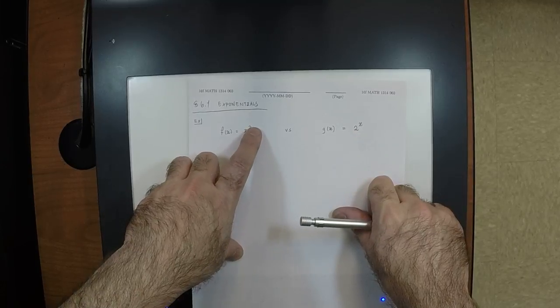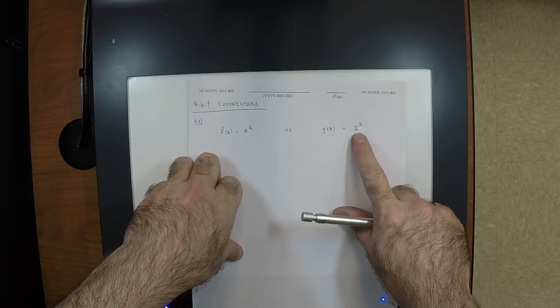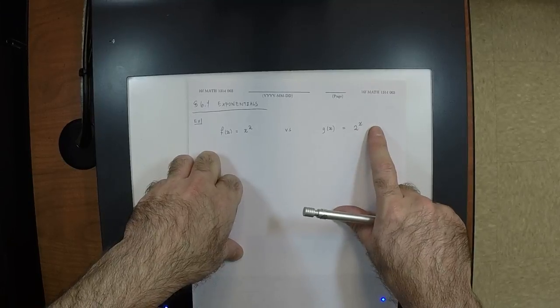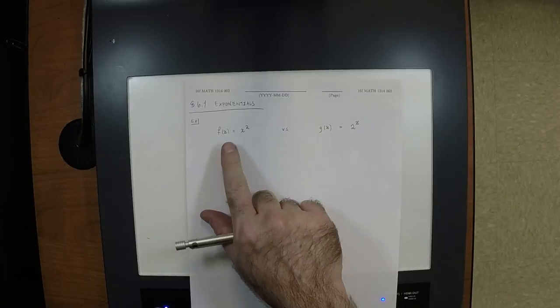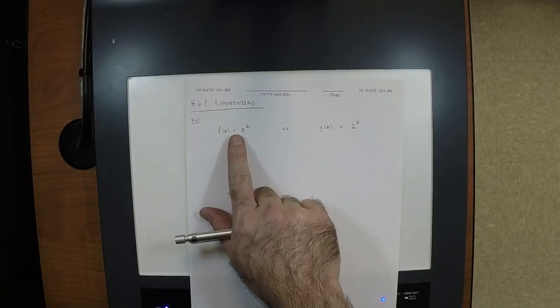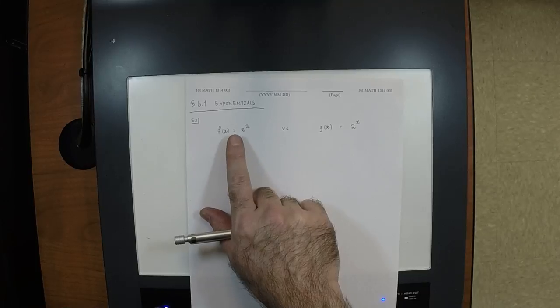This one is x to the 2, and this one is 2 to the x. So they look pretty similar. So on that account, you might think that they behave similarly. But you would be mistaken. They're quite different. So this one is our good old friend, the standard parabola. So we know exactly what it does.